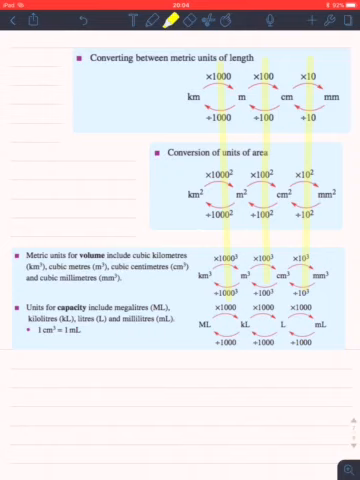Now if you look at the bottom, the final section on the bottom is capacity.